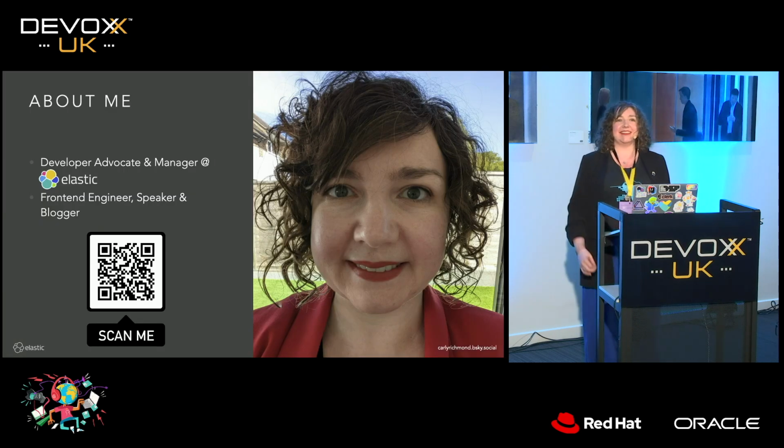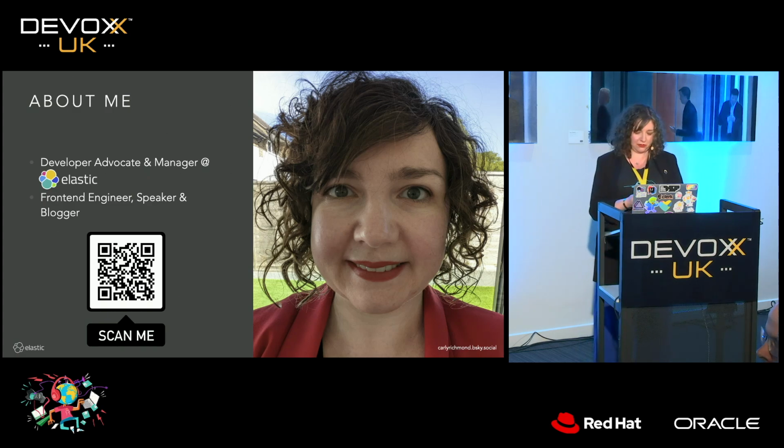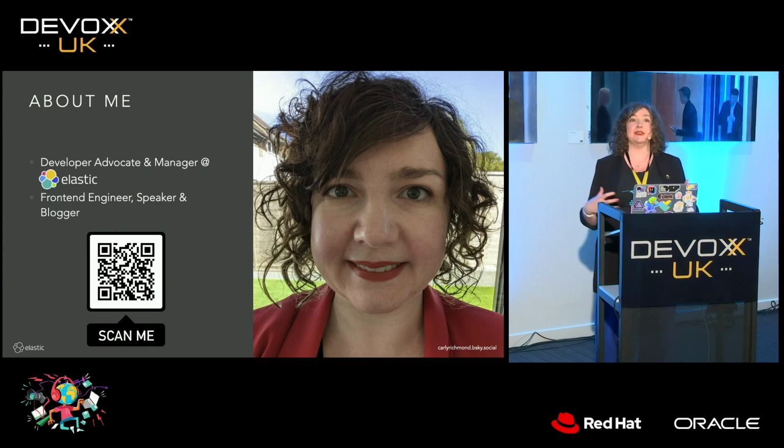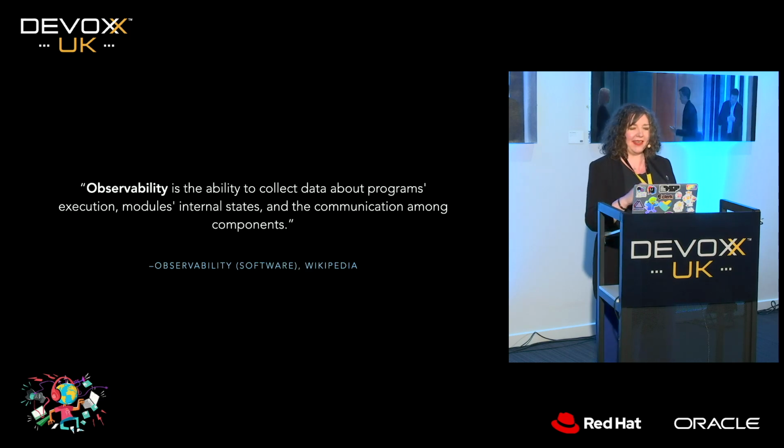So, as I said, my name is Carly Richmond. I actually have changed role again, so I now lead the developer advocate team in DevRel at Elastic. But before that, I worked at Morgan Stanley for 10 years. So a lot of the application of these tools is based on my experience and some war stories of diagnosing issues in production applications there.